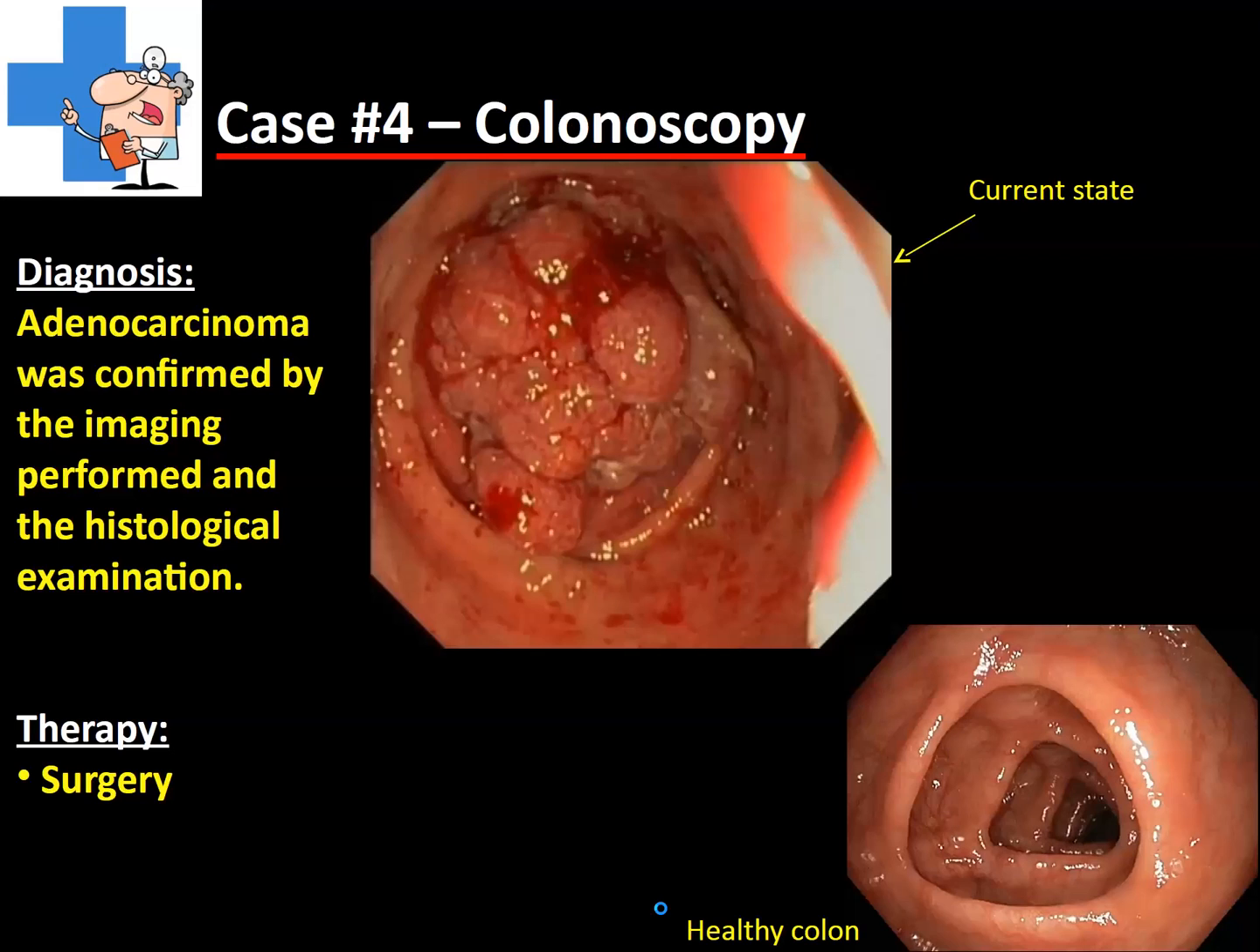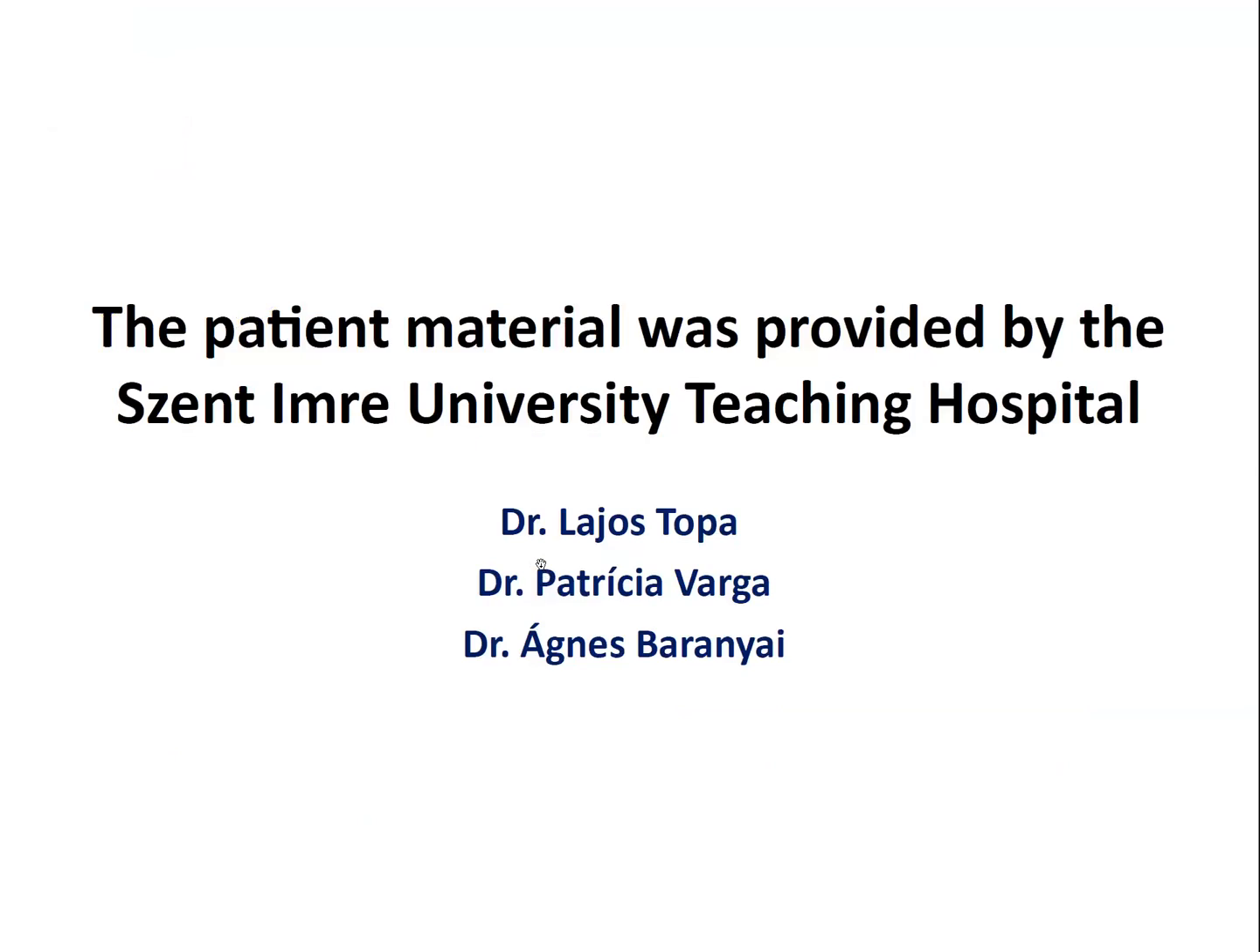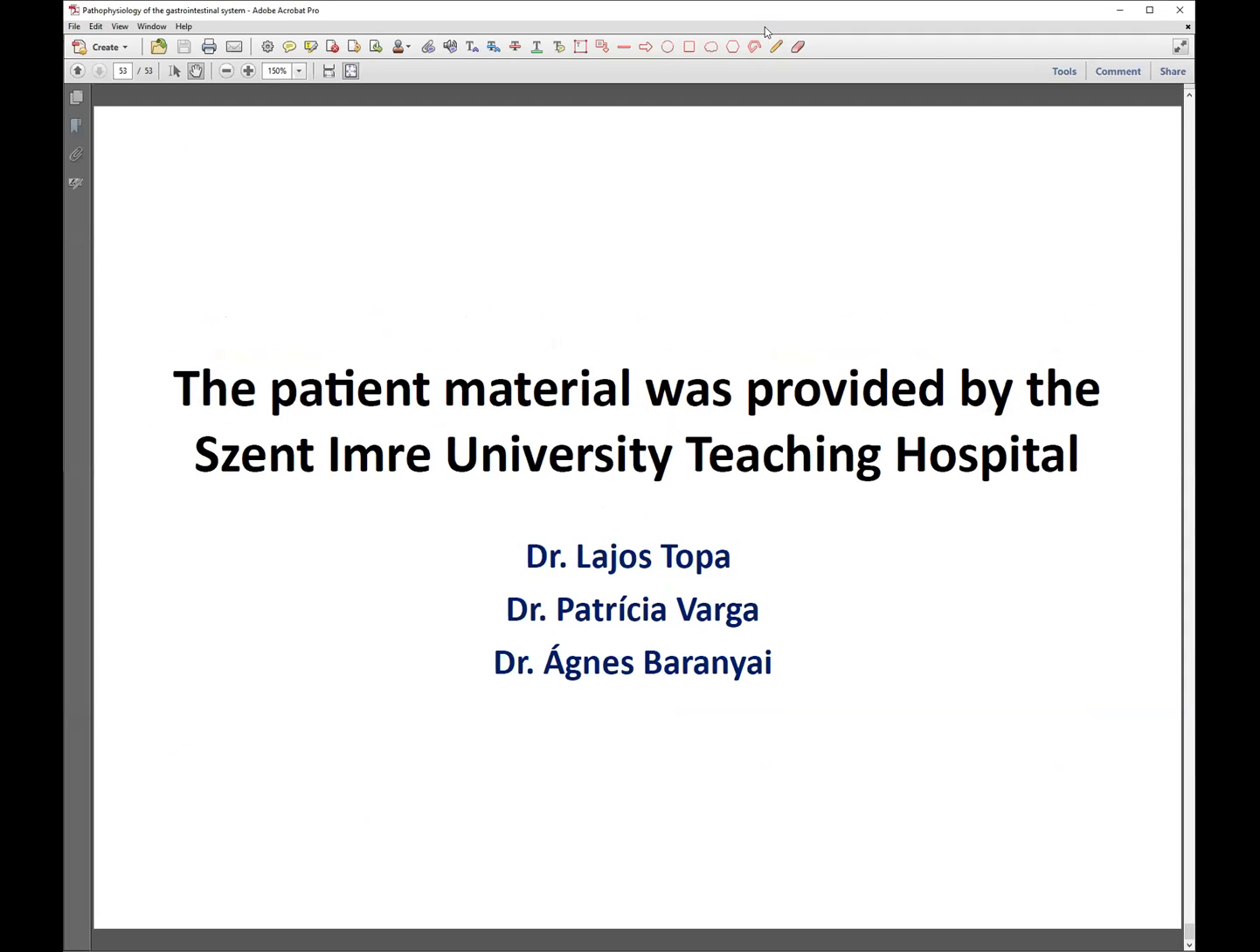So it's completely obliterated. Let's see the normal colon. Adenocarcinoma was confirmed by histological evaluation, and the treatment for sure has to be surgical removal of the tumor. Okay, so this was the theory that we had about the GI tract.